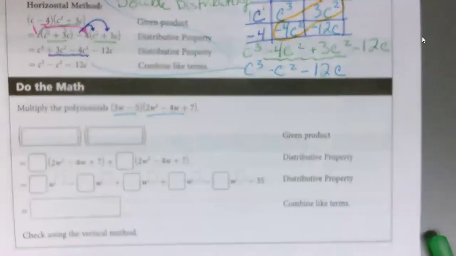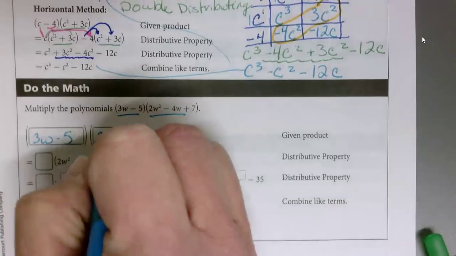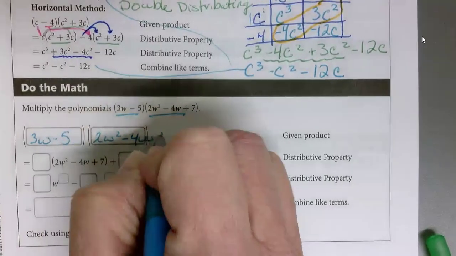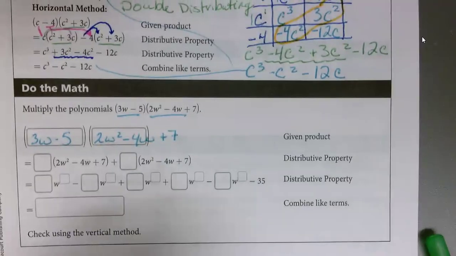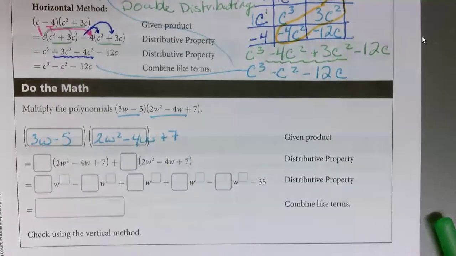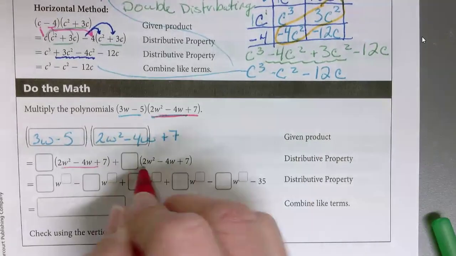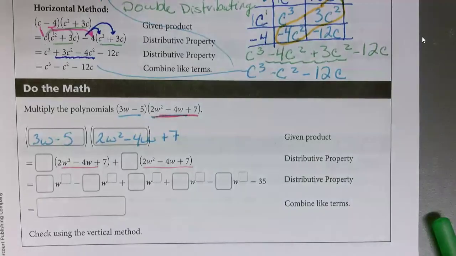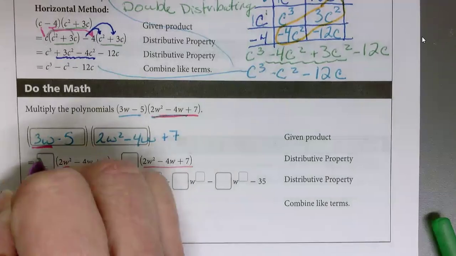All right, I'm back. So I'm just going to copy the problem, 3w minus 5 times 2w squared minus 4w plus 7. I'm not going to worry about staying inside boxes that are too small. I just try to make sure I write dark enough so that we can see it, okay? So they have literally taken our second polynomial and written it twice, right? In our notes, that's what we tell us the first step is. So they have taken the first polynomial, they've written it twice. So then our job is to take the first polynomial and distribute it.